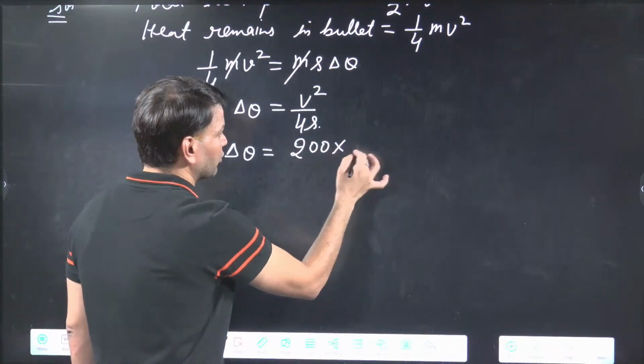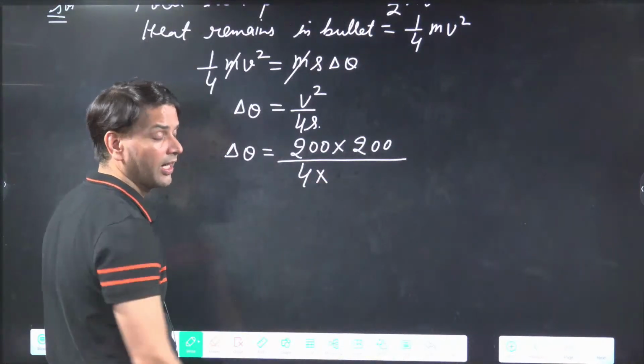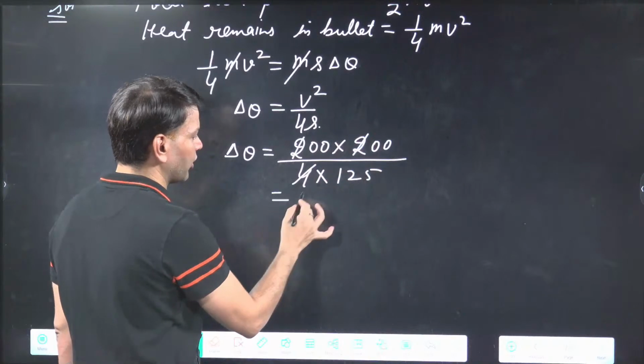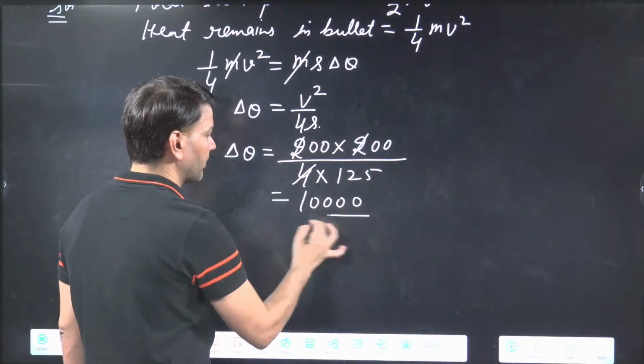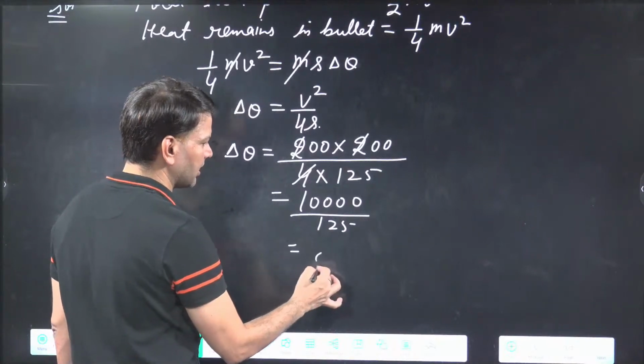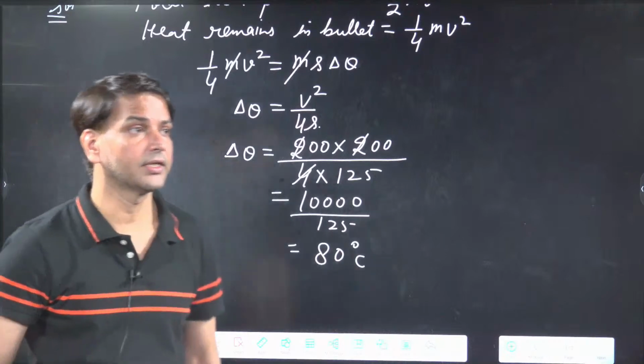200 into 200 by 4 into specific heat, I have given 125. So this 4, 2 and 2 cancel out. So what we got? 10,000 by 125. So 125 into 8 is 1000, so 80. So what you got? Delta theta is 80 degree C.